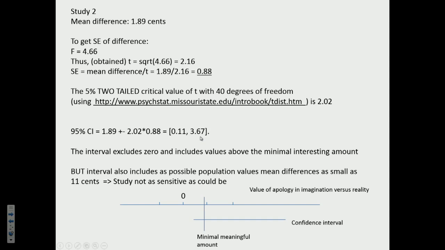Now, is 0 in that interval? From 0.1 to 3.6, is 0 in the interval? No, 0 is not in there. Another way of saying that is there was a significant difference from 0. Or people just say it was significant. Okay. But now we're thinking in terms of intervals.